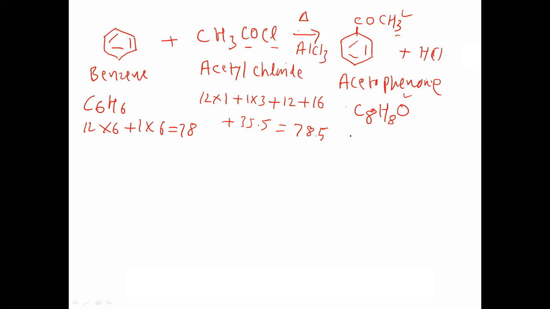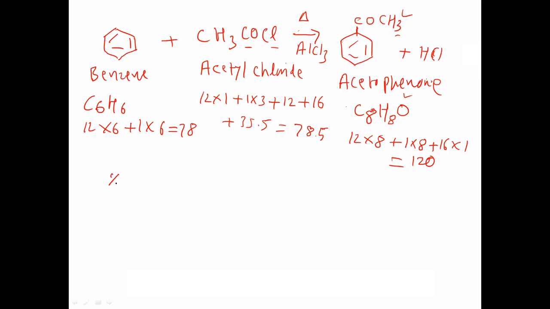Now 8 carbons means one carbon is 12, and we have 8 such carbons, so 12 into 8, that is 96, plus 8 hydrogens, 1 into 8, plus one oxygen, 16. We have one such atom. So altogether, if you calculate, it becomes 120. That is the molecular weight of acetophenone, the product.